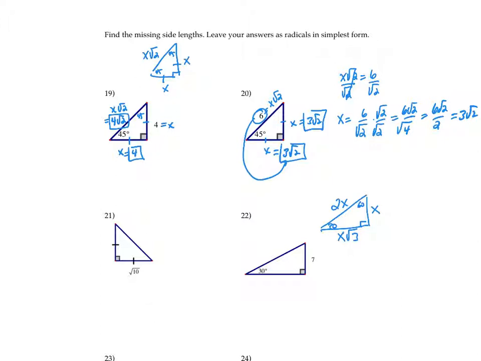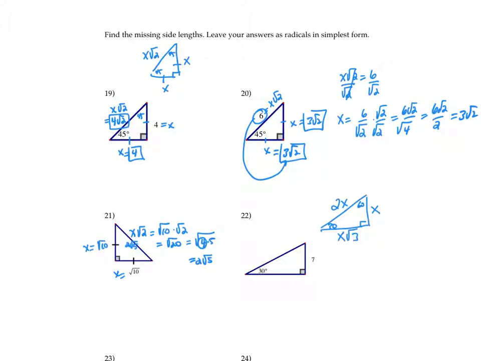At number 21, these 2 legs are marked congruent, so that's got to be our x value. X is equal to the square root of 10. And the hypotenuse is equal to x times the square root of 2. So we're going to take the square root of 10 times the square root of 2, which would become the square root of 20. Now that has to be simplified. So the square root of 20 factors into 4 times 5. The square root of 4 gives you 2, square root of 5. Final answer. So this hypotenuse would be 2 square root of 5.